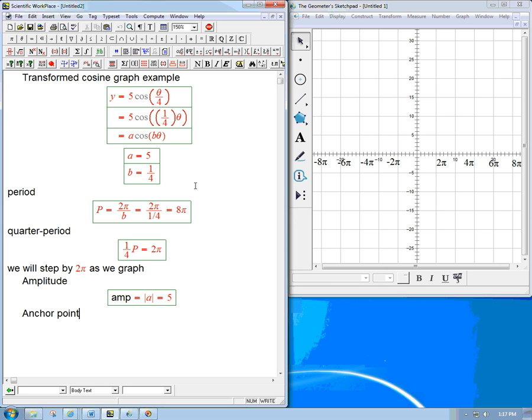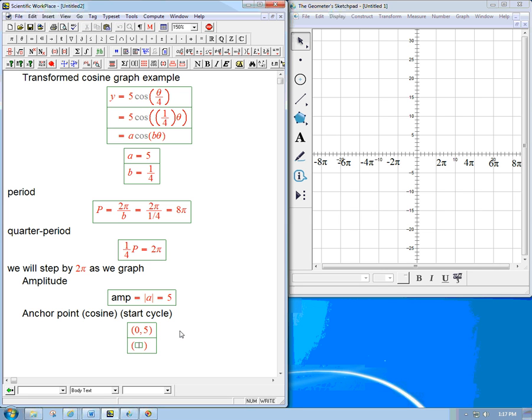The anchor point for a cosine, that's the start of the cycle. For the sine, it starts in the middle. And if you haven't shifted at all, it's the origin. For a cosine, it starts high, and so we're going to take theta equals 0, and it's going to start high. Well, it doesn't start at 1 because we multiplied the cosine by 5, so it's going to start at 5. That amplitude is coming in right at the start. So that's our first point to plot, our anchor.